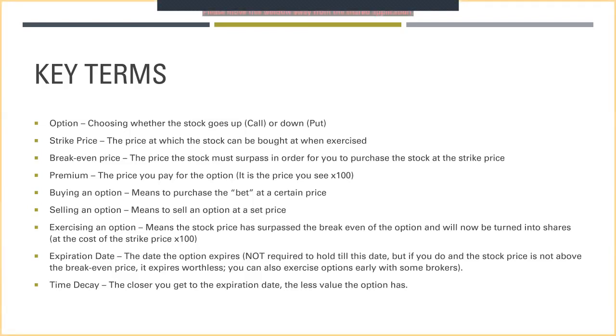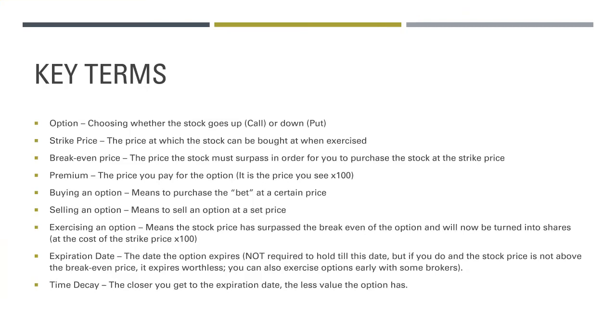Exercising, we just talked about that. That's basically when the stock surpasses the break-even, you can turn it into shares. So let's say the break-even for a stock is $7, right? And you pass it. It's the expiration date. Today is August 21st, and the stock is at $8. You surpass the break-even, so you can contact your broker. Well, it'll automatically be exercised, but you pay $700, and then you get the 100 shares, and you can immediately flip it for $800 for a profit of $100.